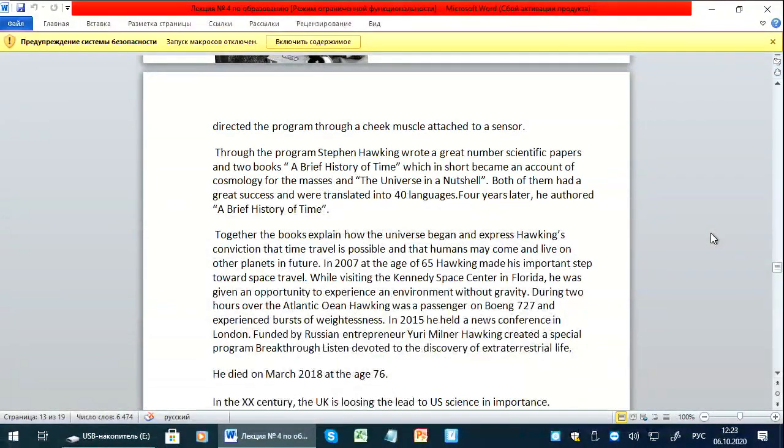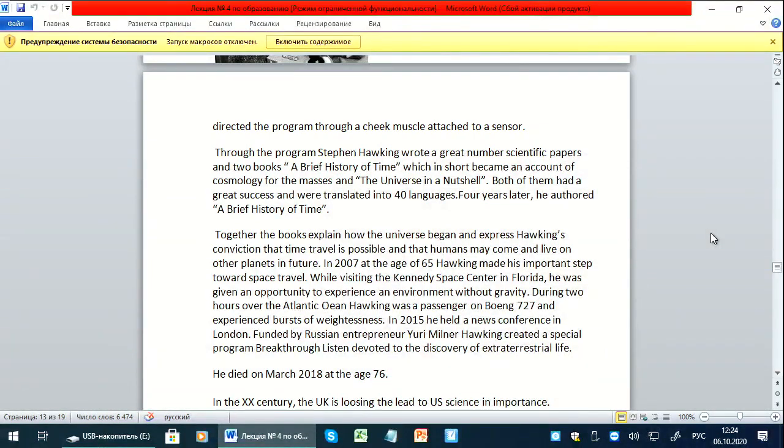In 2007, at the age of 65, Hawking made an important step towards space travel while visiting the Kennedy Space Center in Florida in the United States. He was given an opportunity to experience an environment without gravity during 2 hours over the Atlantic Ocean. Hawking was a passenger of a Boeing 727 and experienced bursts of weightlessness.